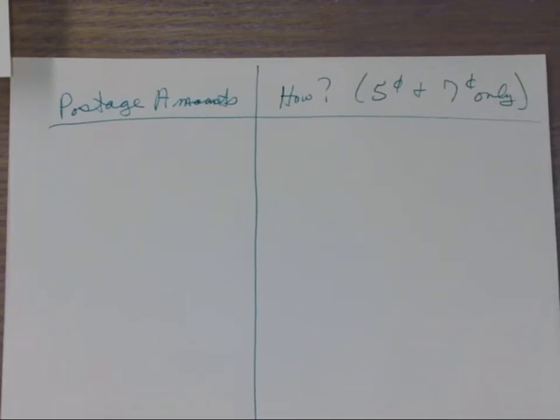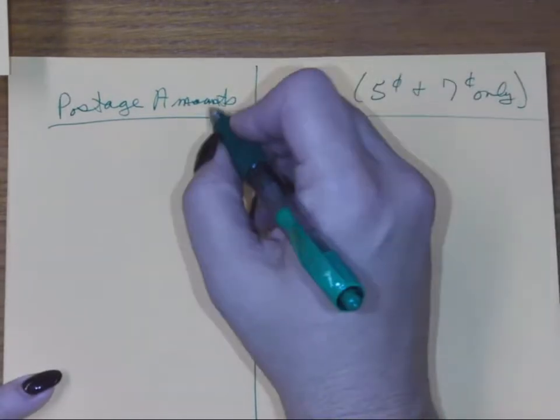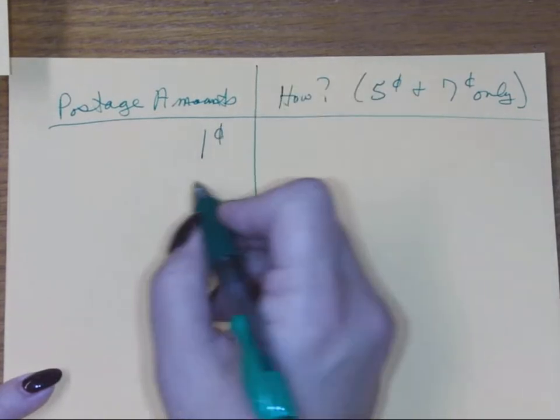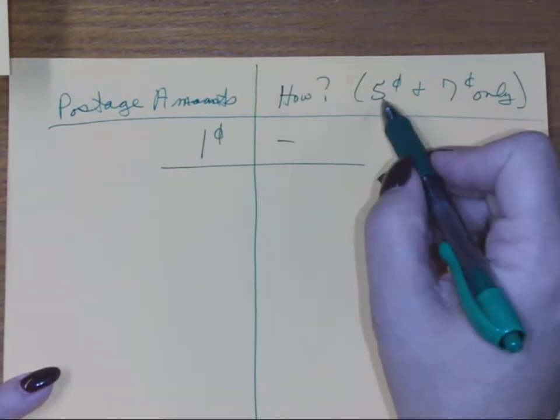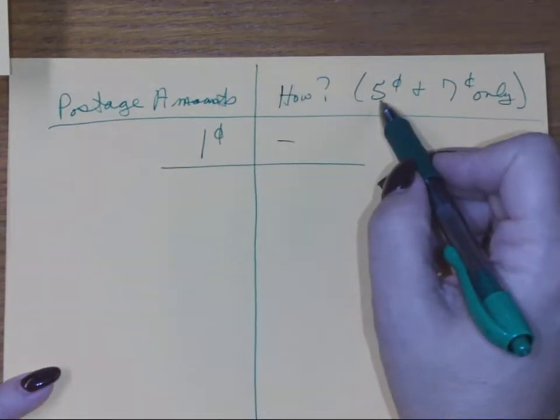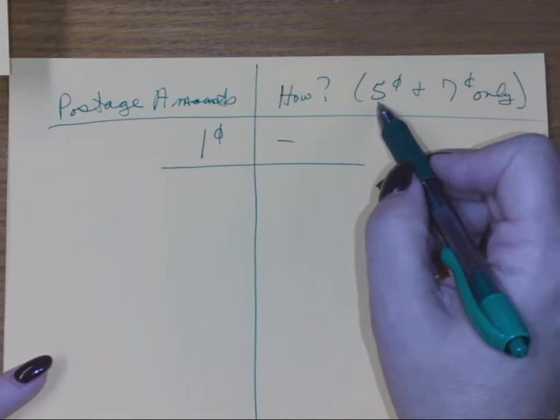Which postage amounts can't I make? And how in the world do you know? And past a certain point, how do we know, hey, that one's going to work out okay, and everything beyond that works, and everything below that doesn't? So let's just start out. 1 cent. Can I make a letter with 1 cent's worth of postage on it? No. Right? Because it's too small. The smallest possible I can make is 5 cents. Does everybody agree with that?